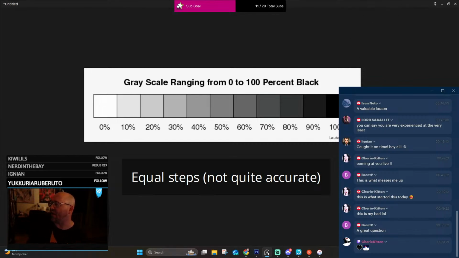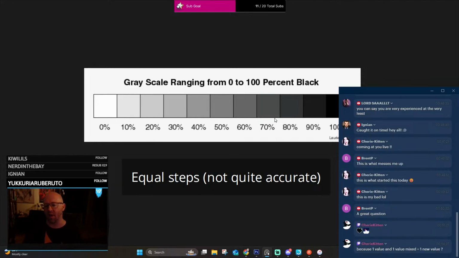So let's say we got rid of the 0 right here. Okay, doesn't really matter. And then you got 10. So you have 1, 2, 3, 4, 5, 6, 7, 8, 9, 10. Why would that 9-point value scale...? Because one value and one value mixed equals one new value. So kind of, but let's say these are all completely separate. Let's say the 10% and 20%, these never the two shall meet. That they can't blend, that they are structurally by themselves.